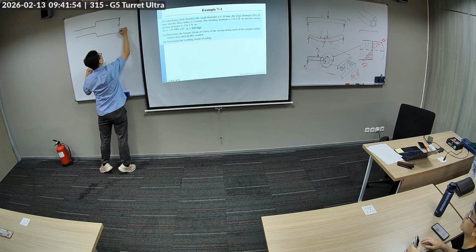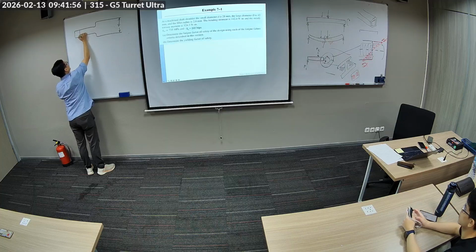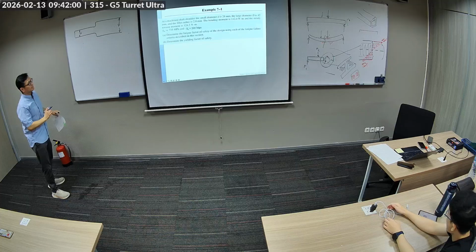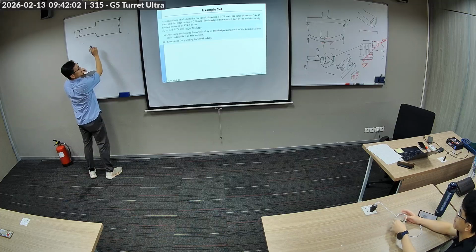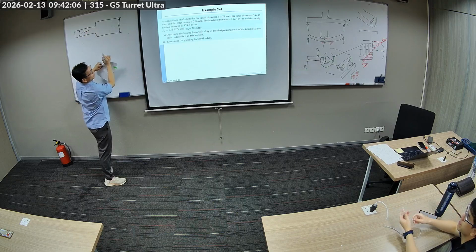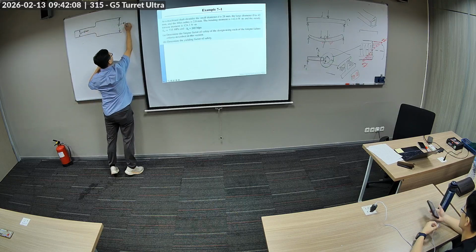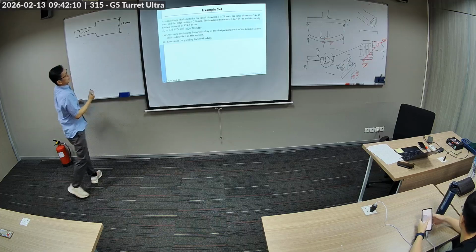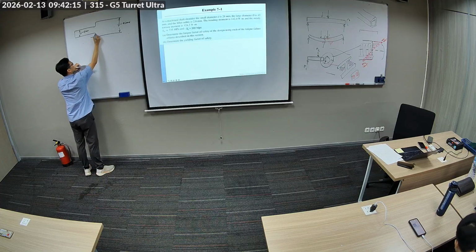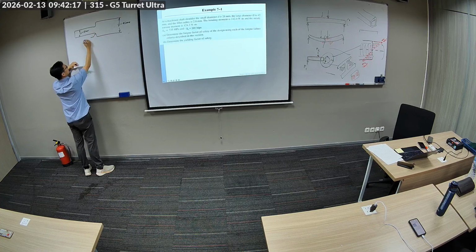This is the big diameter. This is the small diameter, D. Small d, big D. So small is 28, big D is 42, and the fillet radius, this R, is 2.8.